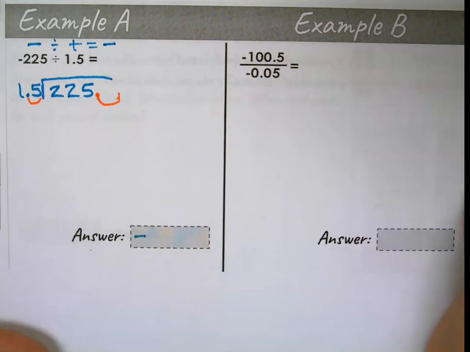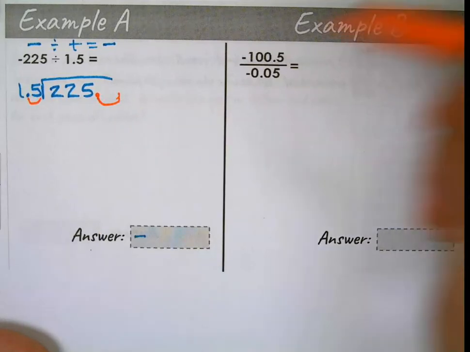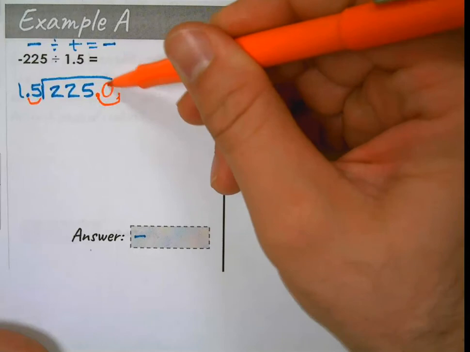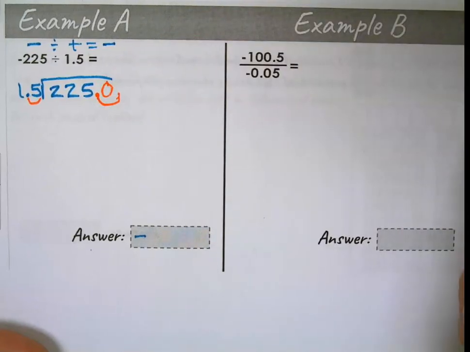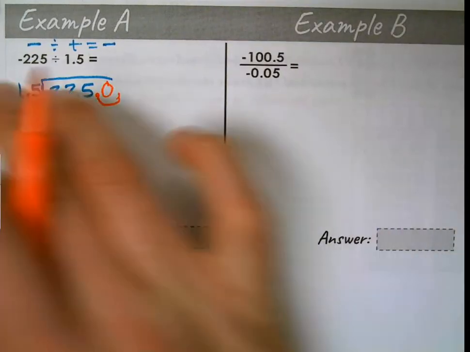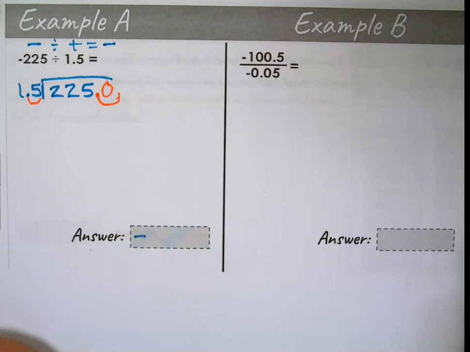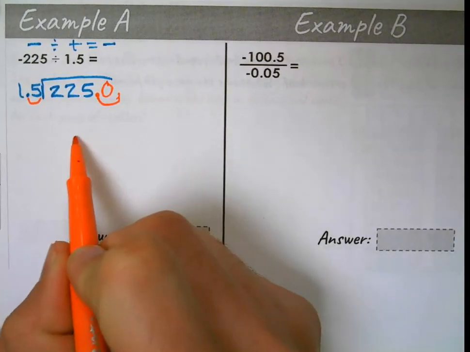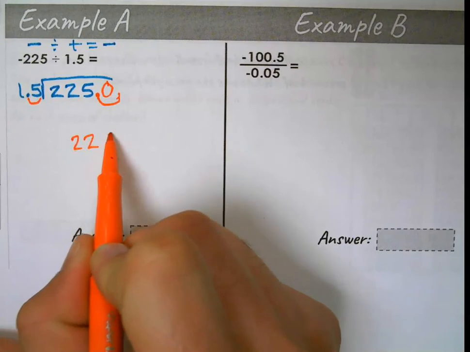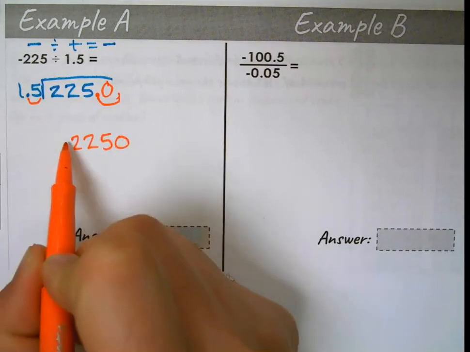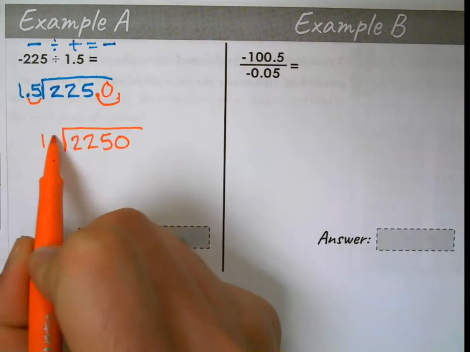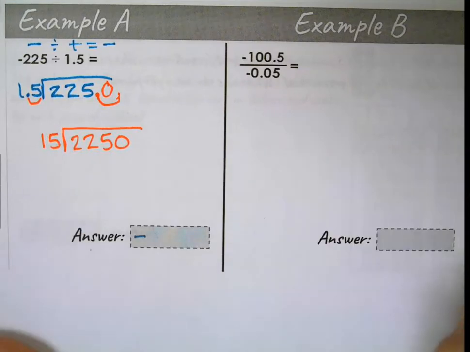Okay, so you have a blank spot there. In the blank spot, you would put a 0. So now we have fixed our division problem. So we have 2250 divided by 15. Now we can actually do this division.